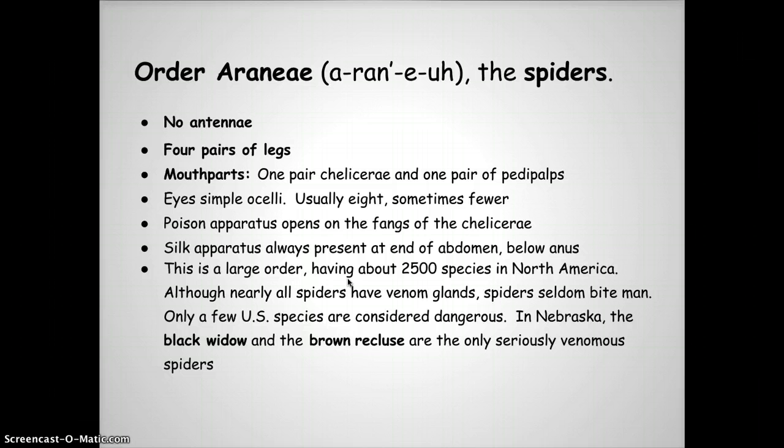Of course, you know they have a poison apparatus that opens into the fangs, and they can produce silk out of an apparatus that's present at the end of their abdomen. There's about 2,500 species in North America, and nearly all of them have some venom glands, but most of them aren't dangerous to us. 2 that we know can be pretty dangerous are the black widow and the brown recluse.